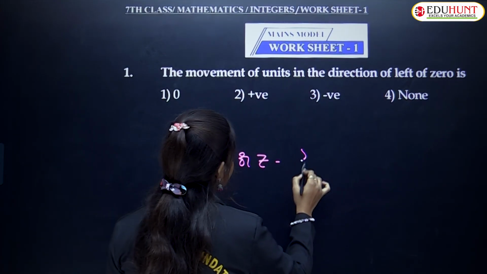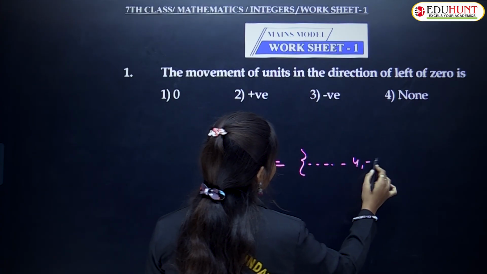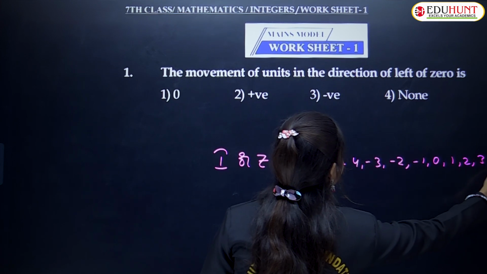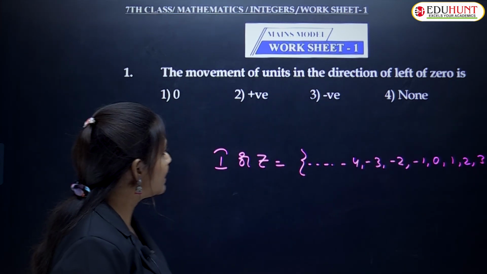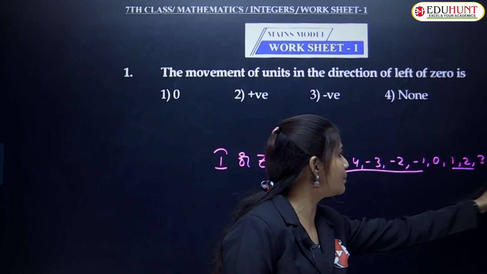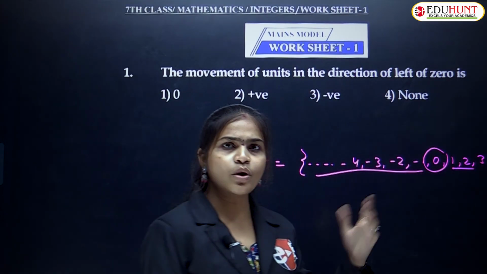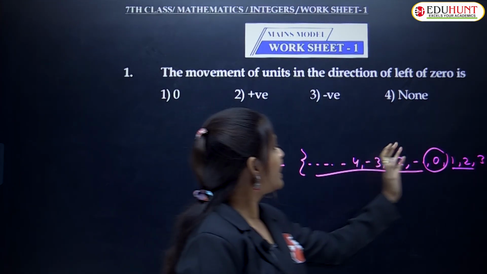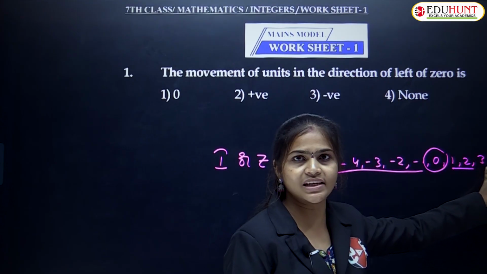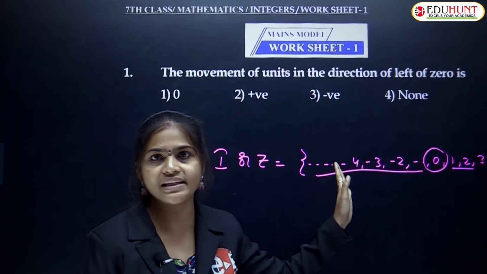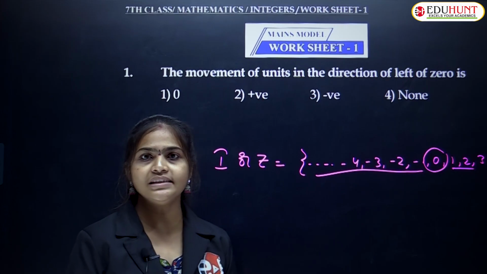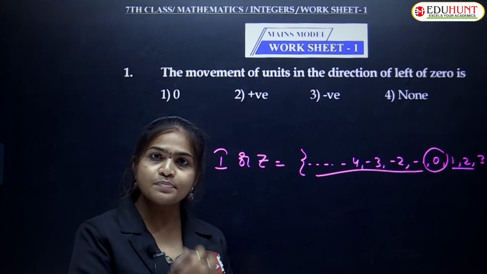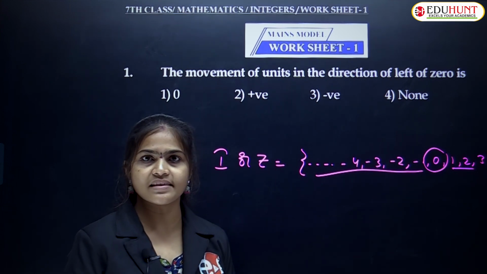So I or Z is equal to the set of numbers ..., -4, -3, -2, -1, 0, 1, 2, 3 and so on. When you observe this, these are all negative numbers and these are all positive numbers, and here 0 is there. 0 is neither positive nor negative, we know that, right? The right side of 0 has positive integers and the left side of 0 has negative integers, and 0 is always greater than all the negative integers and always smaller than all the positive integers. Understand?